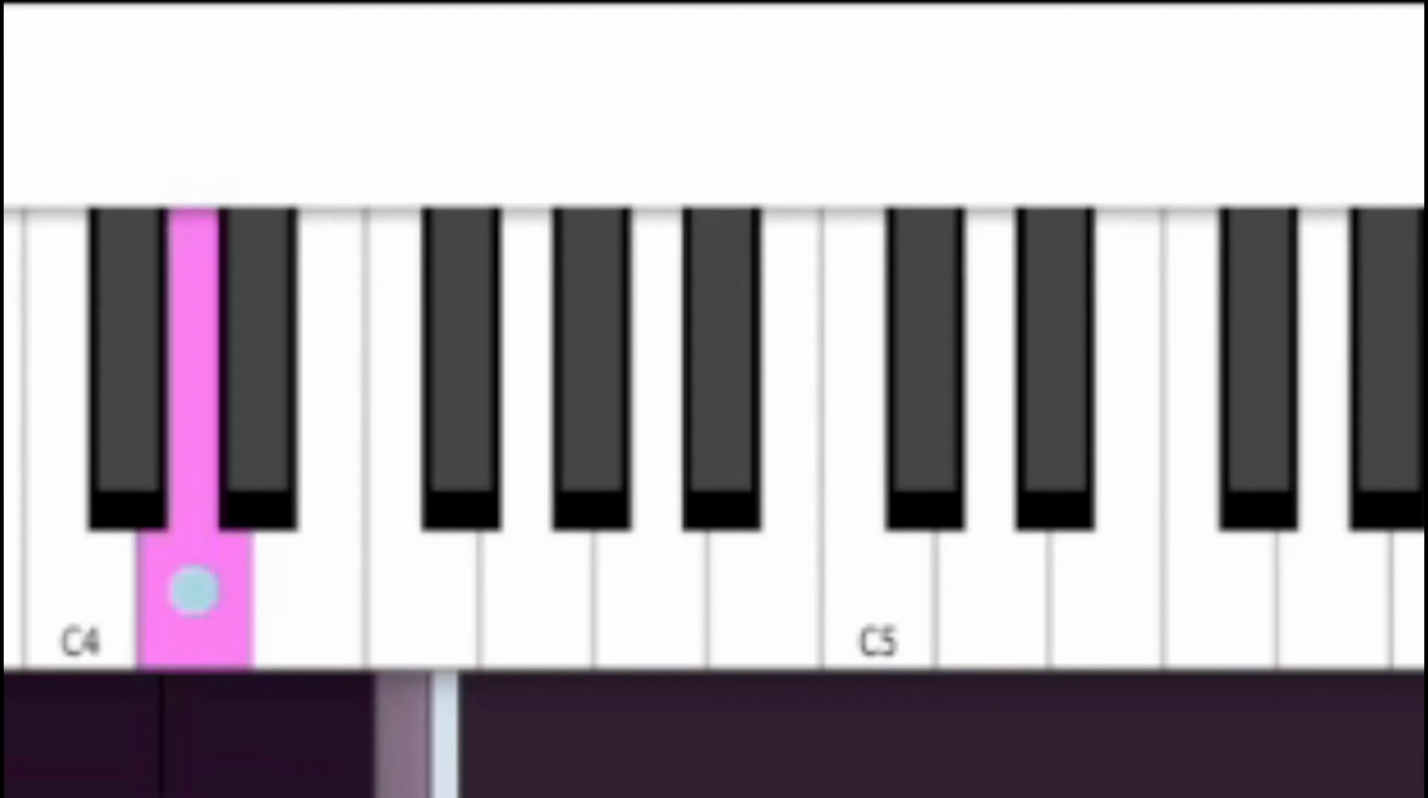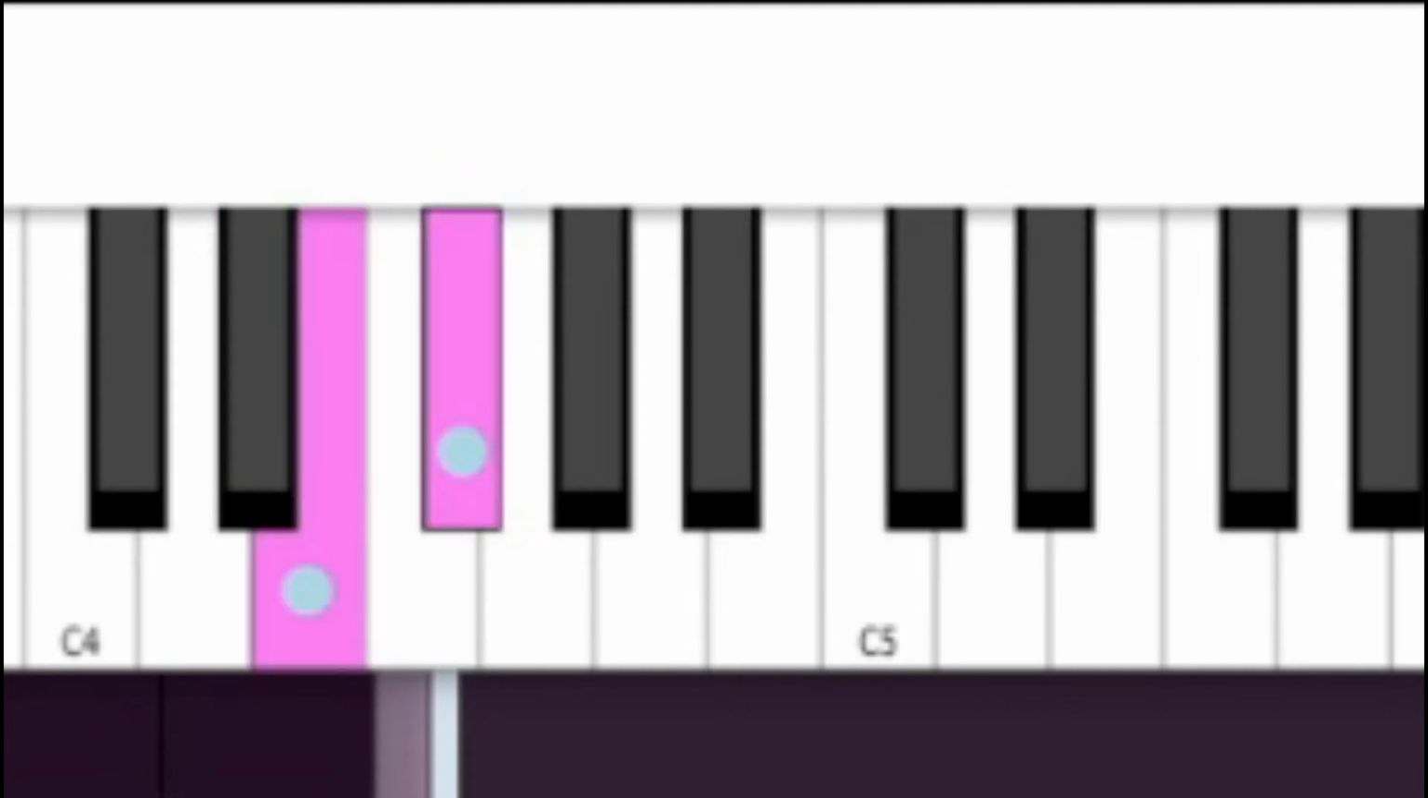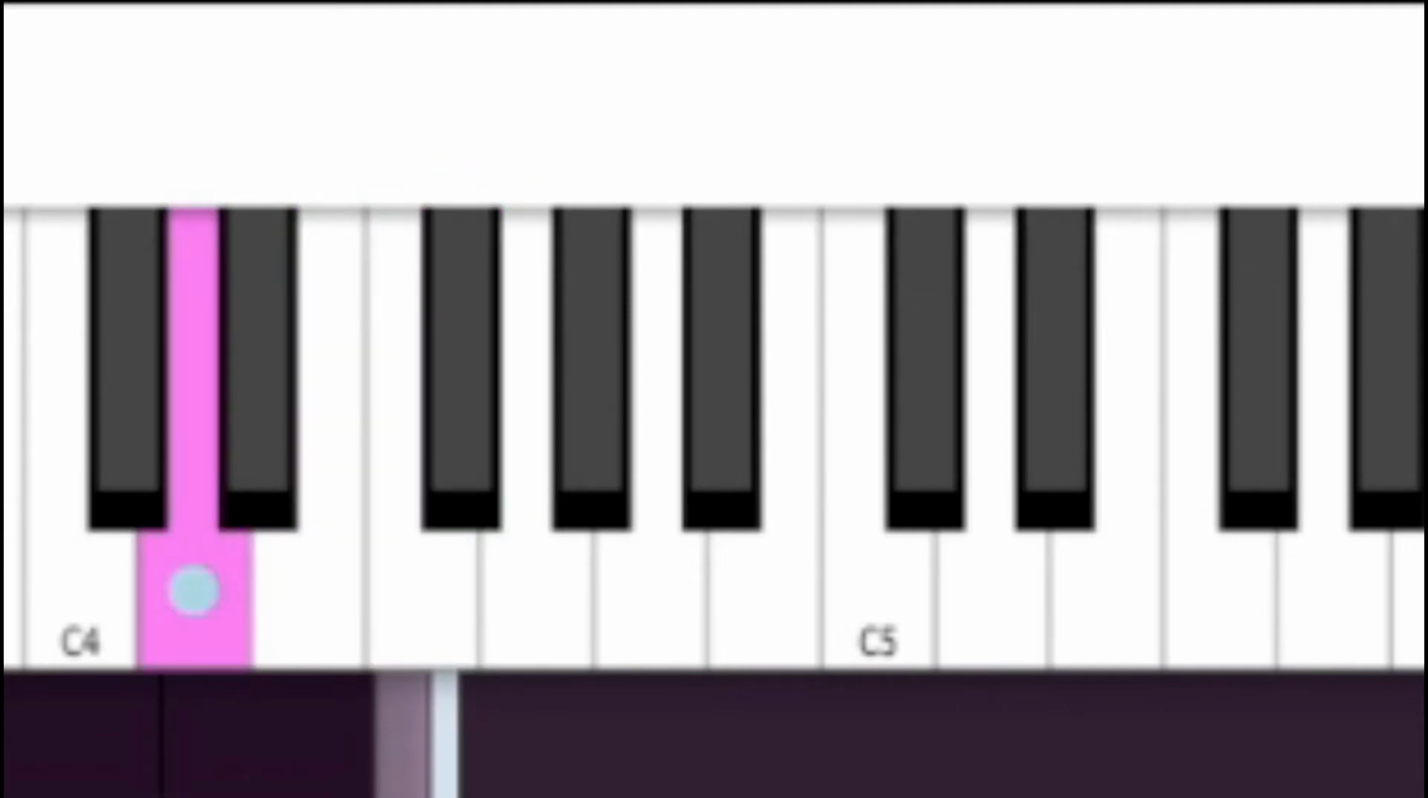Okay, so now we're on D. So you'll see here. Tone, tone. See, because we're going up 2 there for the tone. So tone, tone, semitone. See, semitone because we're going up just 1 note there. So tone, tone, semitone, tone, tone, tone, semitone. Okay, I hope you understand that there.